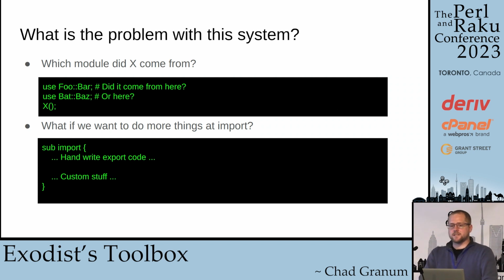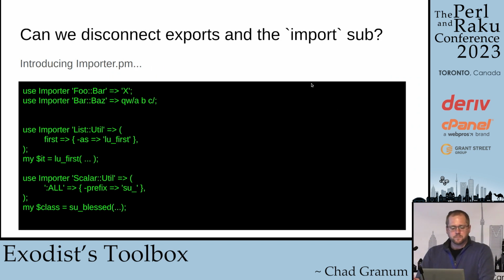So what's the problem with this system? Well, first of all, you sometimes wonder, where did X come from? Did it come from this import or that import? We don't know. And what if you want to do more things at import? You have to handwrite your own export code as well as your custom stuff, or go through contortions to inherit from Exporter and call it with the right context, which actually is quite difficult. So, can we disconnect exports in the import sub? Yes, we can. Introducing Importer.pm.